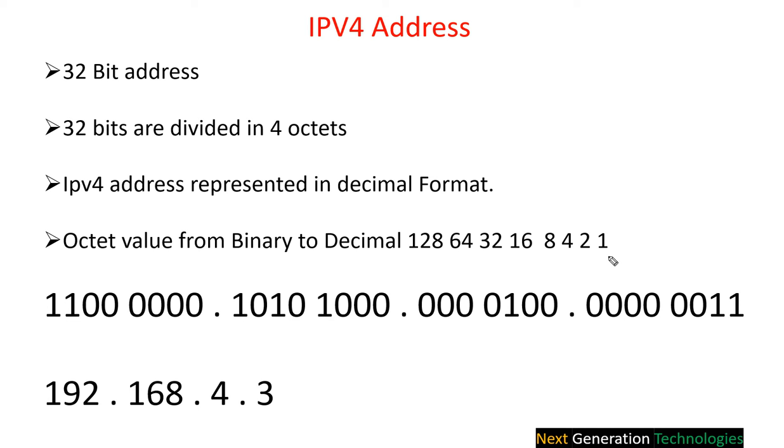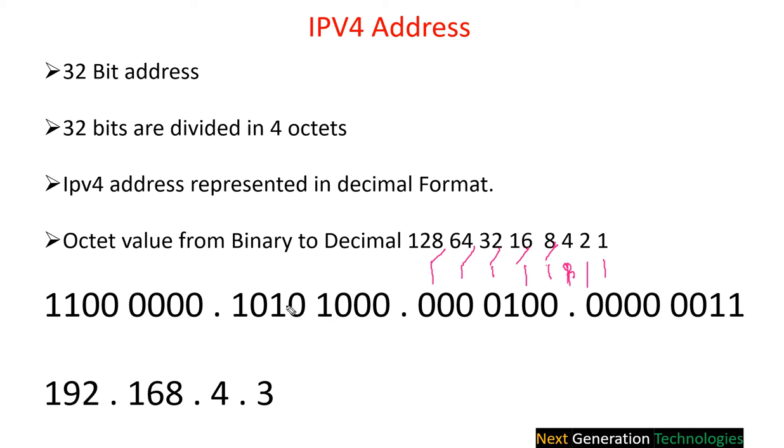Generally, the binary to decimal conversion is done in an octet where each binary position represents a decimal value. For example, if the last binary digit is 1, it represents 1. The second last represents 2, the third represents 4, and further it continues, 8, 16, 32, then 64, and this is 128.